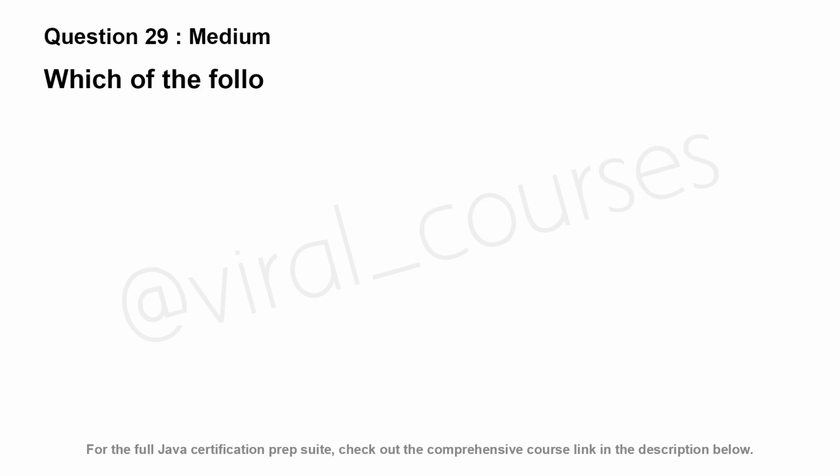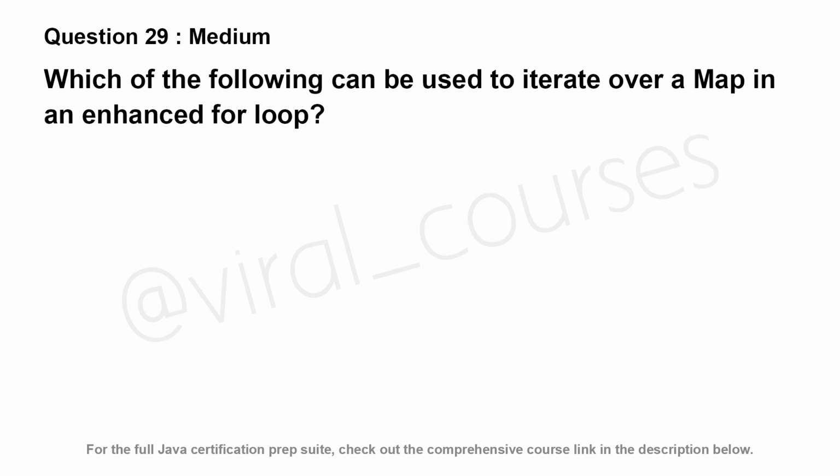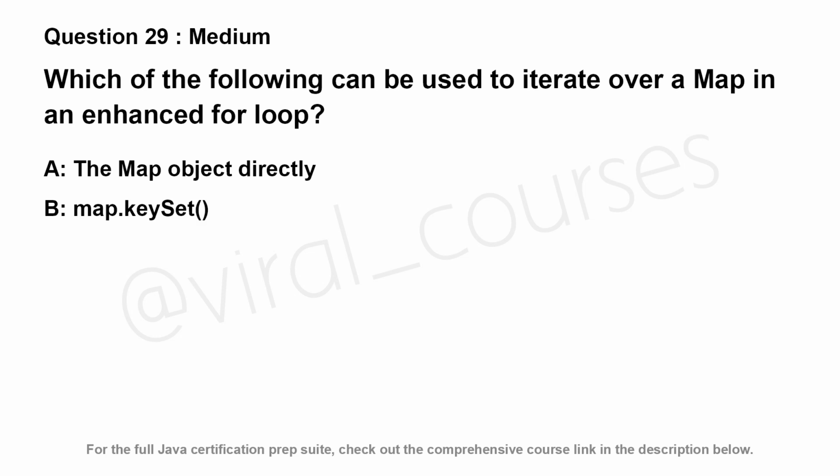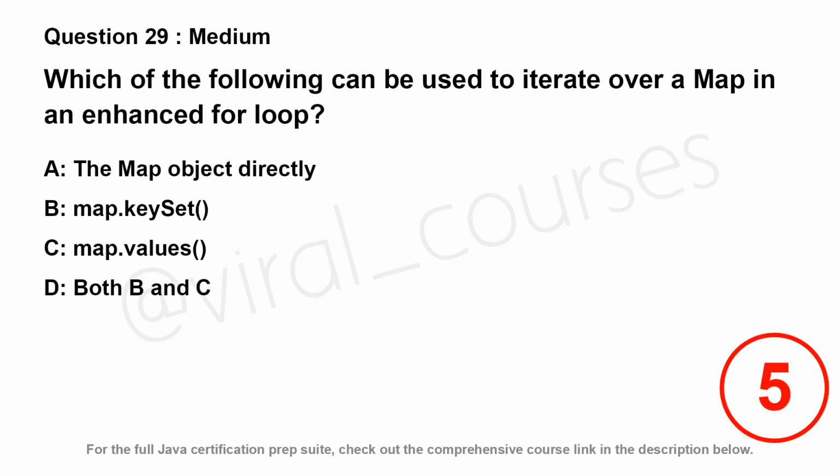Which of the following can be used to iterate over a map in an enhanced for loop? Option A, the map object directly. Option B, map.keySet. Option C, map.values. Option D, both B and C.